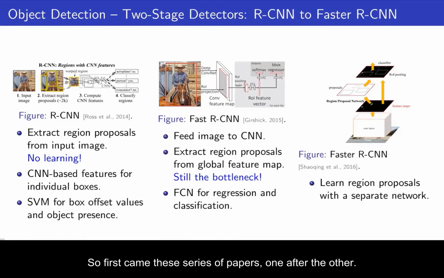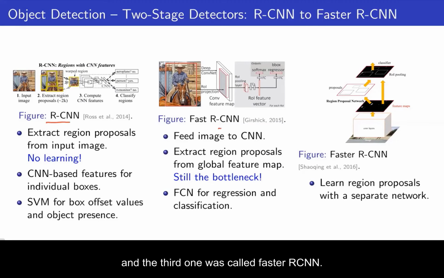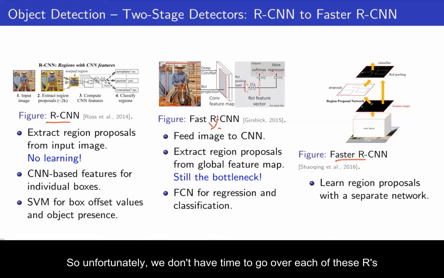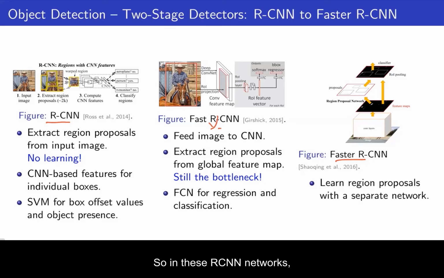All right, so first came these series of papers, one after the other. The first one was called RCNN, the second one was called Fast RCNN, and the third one was called Faster RCNN. If you note, all of these have the letter R in them, and this is because R in RCNN stands for regions, because they're all region-based methods. Unfortunately, we don't have time to go over each of these architectures in detail in this lecture, but I would briefly like to give you the basic principle behind them.